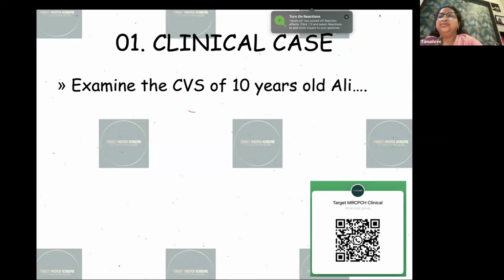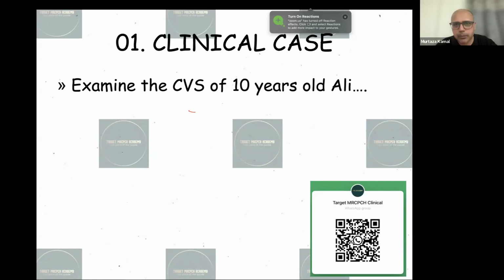So I take a look around. How does he look? Does he look in distress, or is he well? No, he doesn't look distressed. And are there any devices around him? No devices around him. What about his dimensions? He looks appropriate for his height and weight, a bit thin, but yeah. Any dysmorphic features? No dysmorphic features.